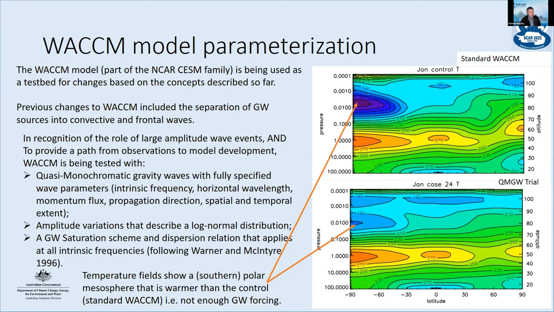The panels on the right show the temperature profiles from some of those trials. So the top is standard Wacom, the bottom is one of the trials, and you can see that the southern polar mesosphere is warmer than the control. And what that means is that we're not providing enough gravity wave forcing. So there's still something not quite right.